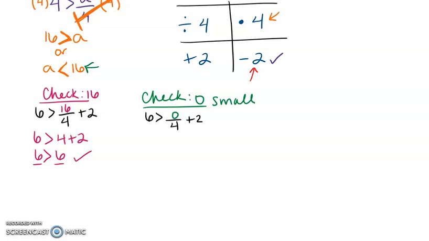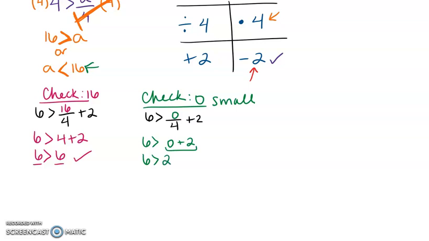So let's go ahead and simplify. So I have 6 is greater than 0 divided by 4 is just 0. And that's why it's my favorite number to check. It just makes everything a lot easier. It's normally either going to multiply or divide to 0, or you're going to add and subtract to nothing. Like you're adding or subtracting nothing extra. And so that's why it's my favorite number to check. So I have 6 is greater than 0 plus 2 gives me 2.